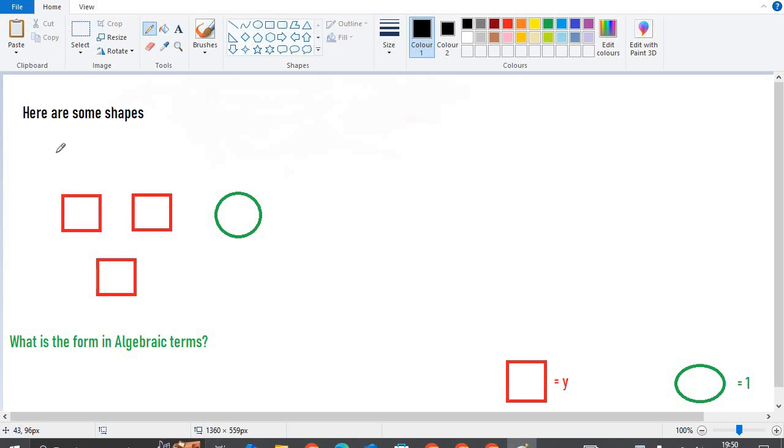In this question, it asks us to see some shapes. There are 3 blocks and 1 circle. What is the form in algebraic terms? In this problem-solving question, we are going to be doing algebraic. Algebraic is similar to algebra, but we add a number and a letter next to the number, which will equal something. So now that I have explained, let's get on to it.